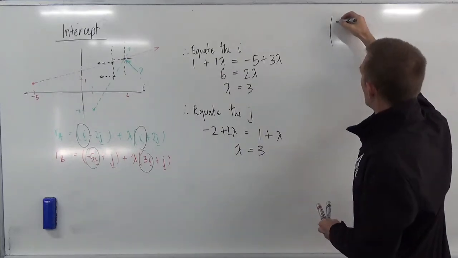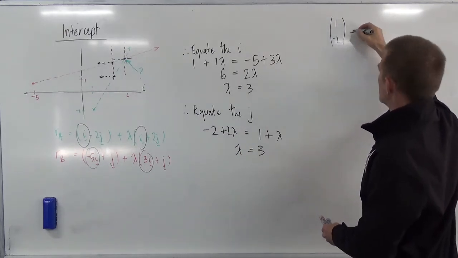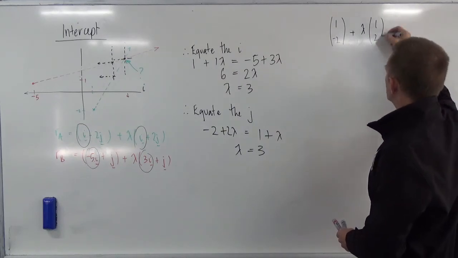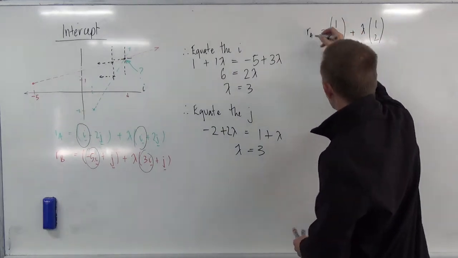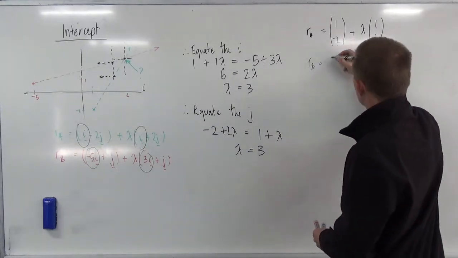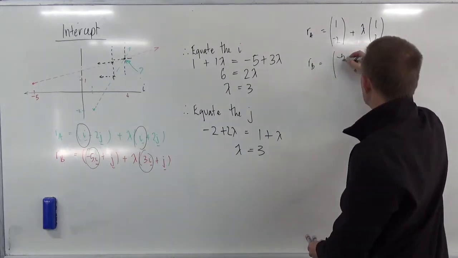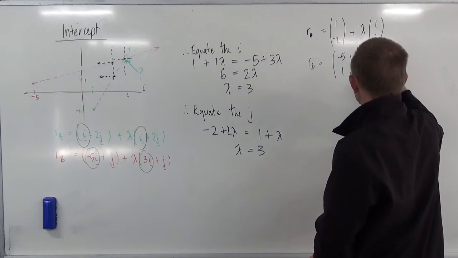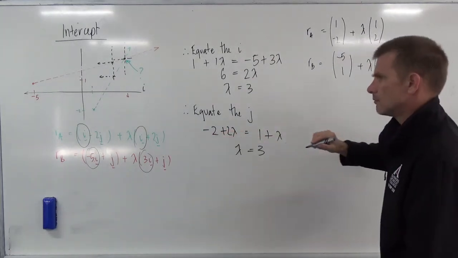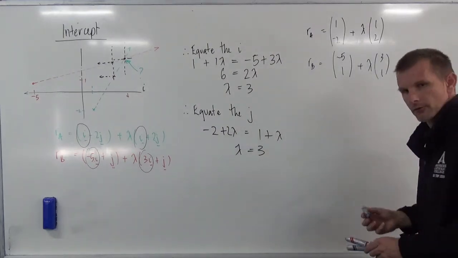I'm going to go 1 minus 2 plus lambda lots of 1 and 2. So can you see how that's going to be RA? Therefore, RB is going to equal, same idea, it's minus 5 and 1 plus lambda lots of 3 and 1, 3 and 1. What am I doing? I'm not doing so well today.